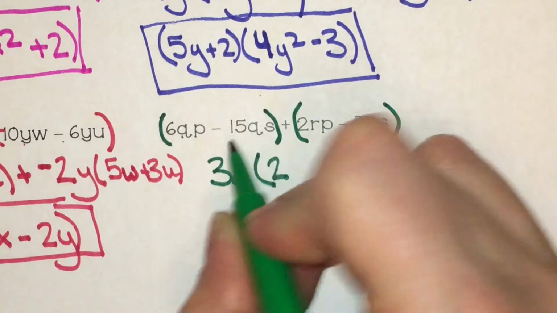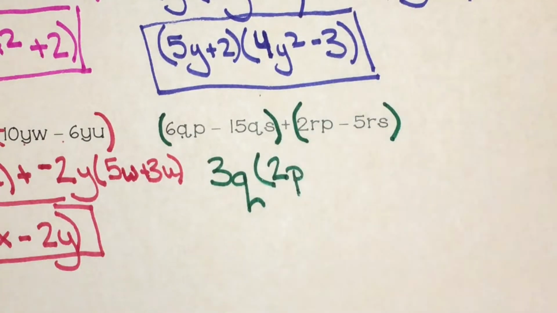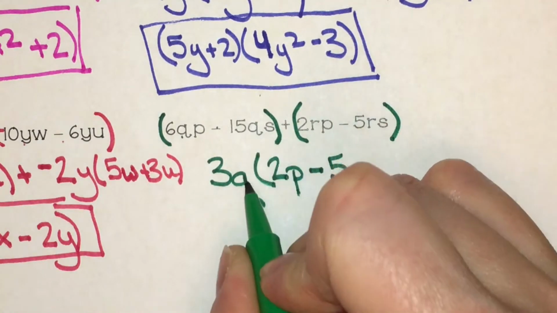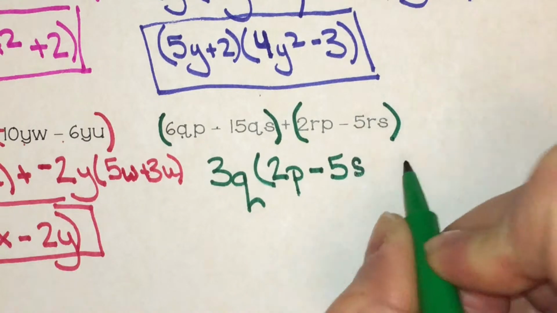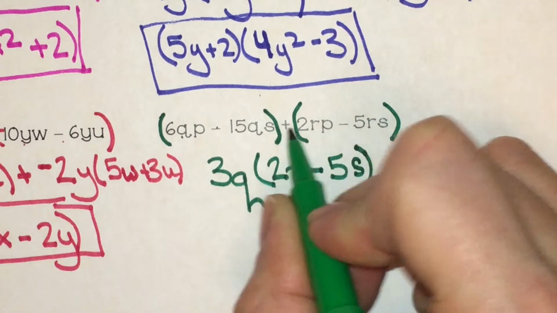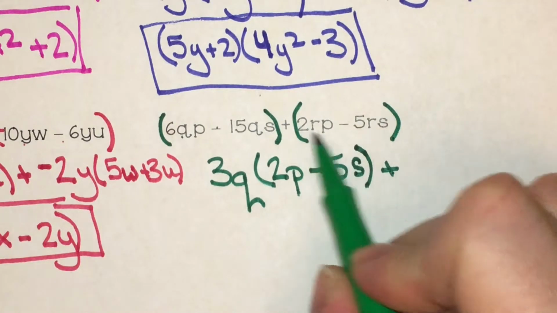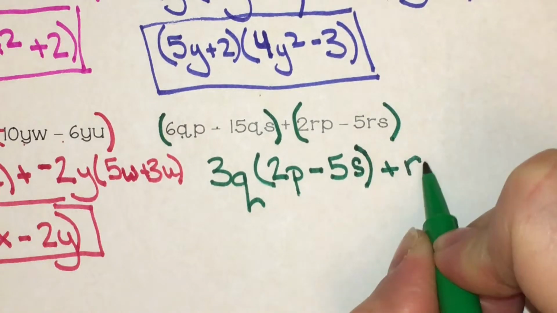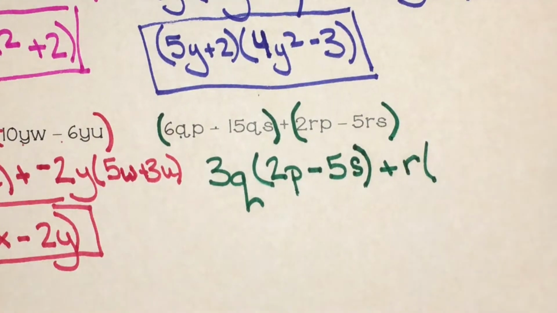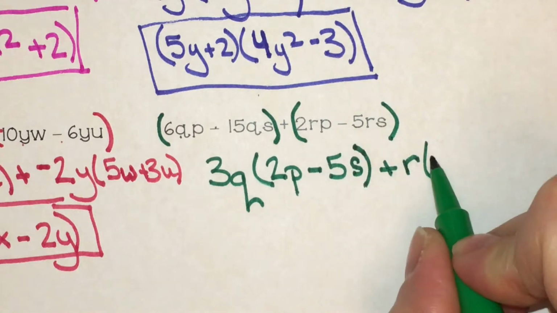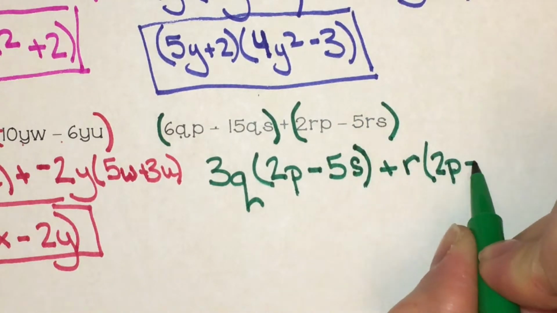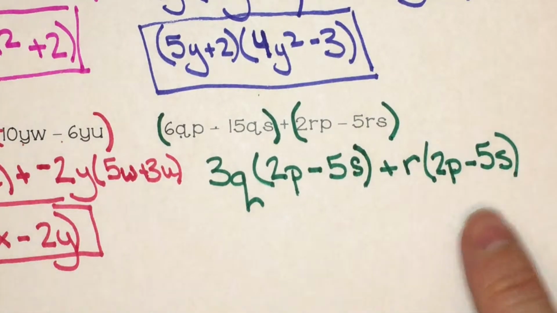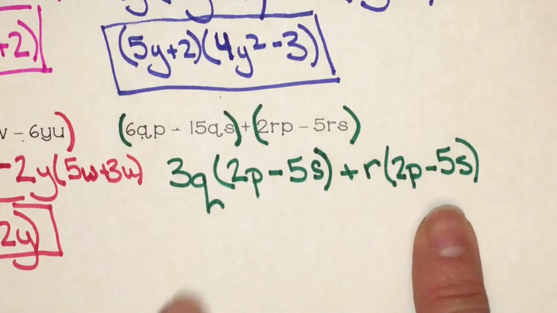6 divided by 3 is 2. I factor the q out, so I'm left with 2p. Bring down the minus. 15 divided by 3 is 5. Because we factored out the q, we're left with the s. Bring down that plus. All right, we can't factor anything for the 2 or the 5, but they both have an r. So I'm just going to factor that r out. When we factor out r, we're left with 2p minus 5s. And that is exactly what I wanted to be left with, so that they're the same.